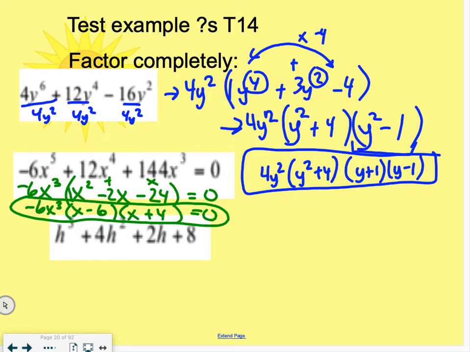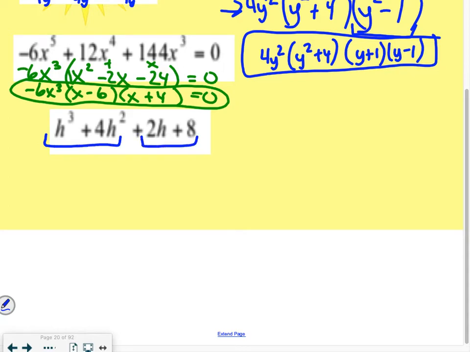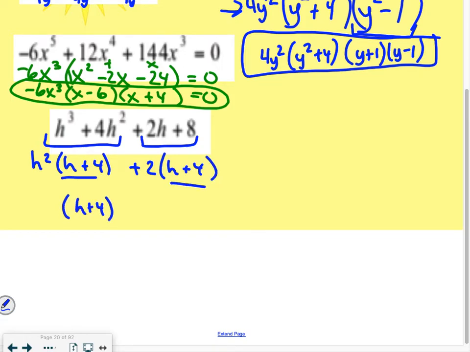Now the third one does not have any GCFs. And it's not in quadratic form. However, I can use factor by grouping, and a clue for that is it has 4 terms. So you could either take the GCF out of the first two, take the GCF out of the second two, and then you notice you have a common factor of h plus 4 among both of those. So if you factor that out, you're left with h squared plus 2. That's your second factor.